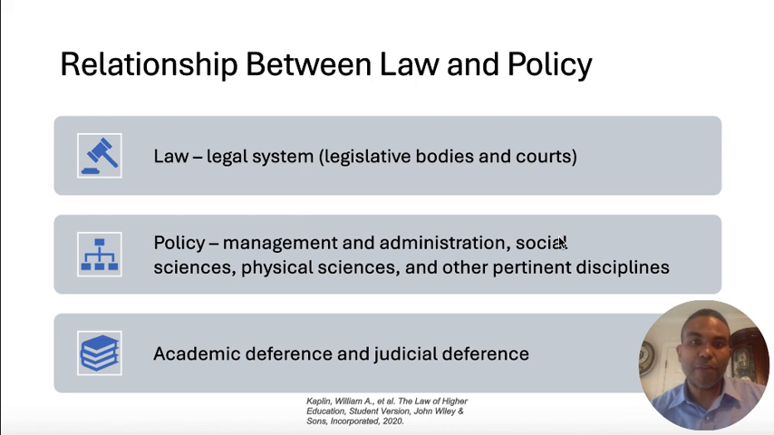So in terms of law and policy, again, legal system, legislative bodies, court system, policy, we're typically dealing with administration and management issues. There's a concept of academic deference and judicial deference. Okay, so deferring to the institution if it's really an institutional thing, but if it's more of a legal issue, deferring to the court system.